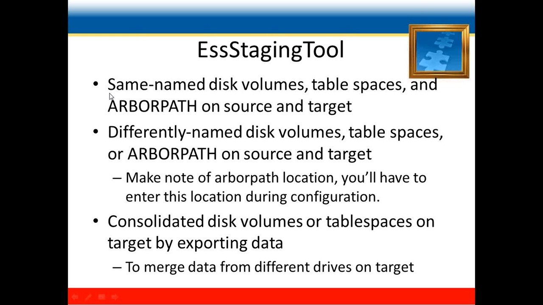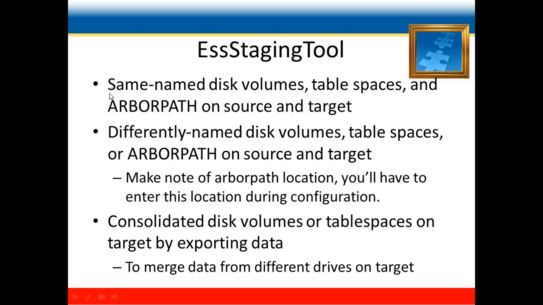Please make a note of this arbor path location, as you will have to enter it during configuration on the target machine. While configuring Essbase, there will be a text box where you will be required to enter the full path of the arbor path location. You can browse to that location, but you will have to make a note of this arbor path location while executing this Essbase staging tool. Then the third option that you will be provided with is consolidated disk volumes or table spaces on target by exporting data.